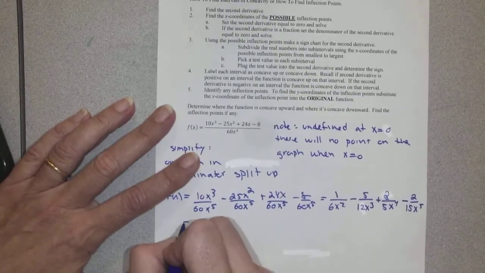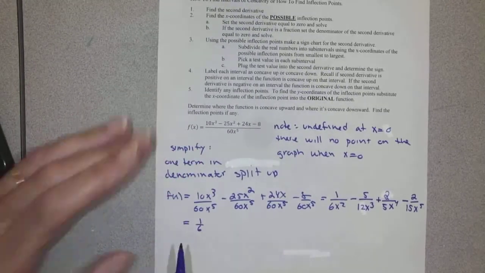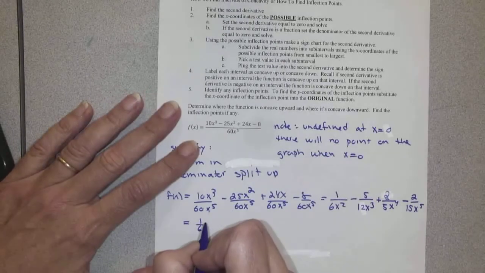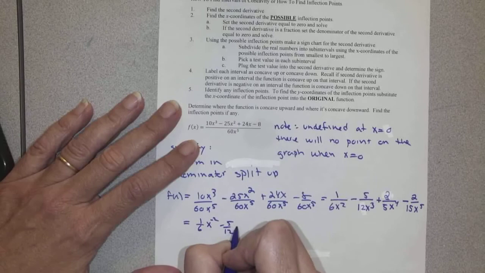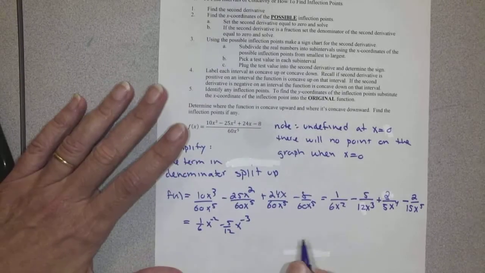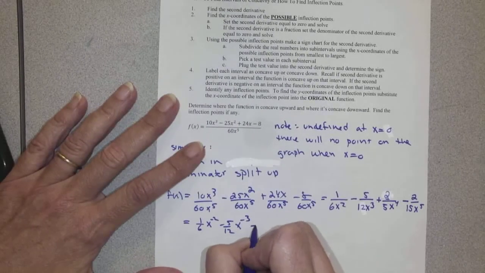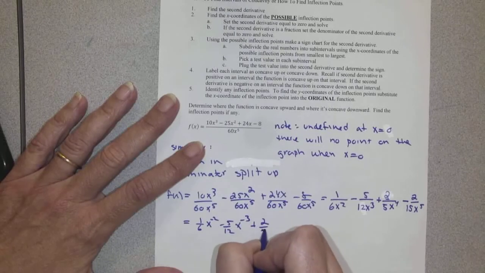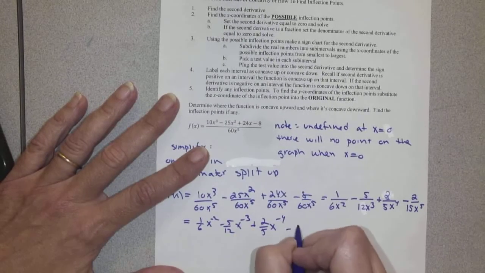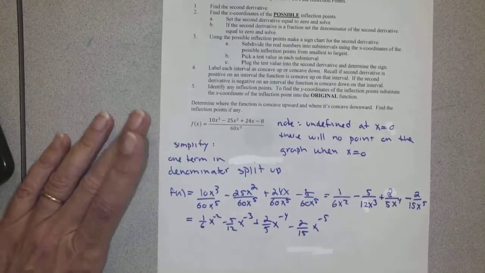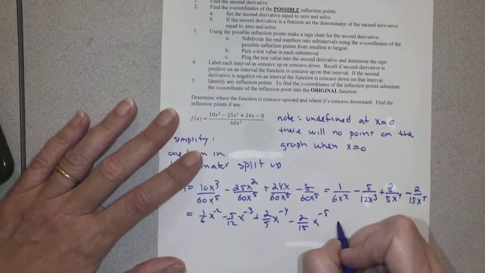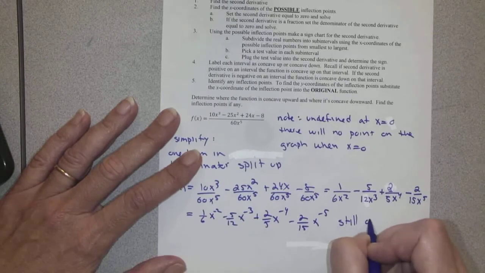And let's rewrite that one more time to 1/6 x to the negative 2 minus 5/12 x to the negative 3 plus 2/5 x to the negative 4 minus 2/15 x to the negative 5. So it's still the original, but in a much more calculus-friendly format.